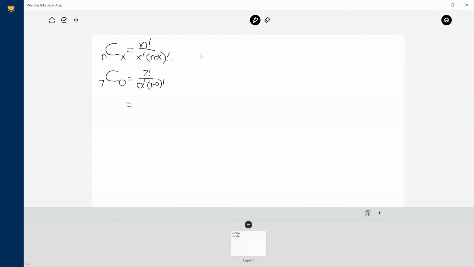If we simplify this, I'm not going to write out the entire 7 times 6 times 5 times 4 and all that, so I'm just going to continue with that. And the factorial of 0 is 1. Multiply by 7 minus 0, which is 7 factorial. Now, if we cross these out, we have 1 over 1. So our answer for this is just 1. Okay, so that's one portion.